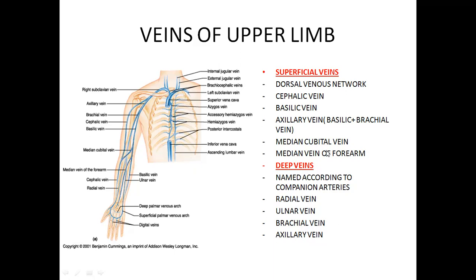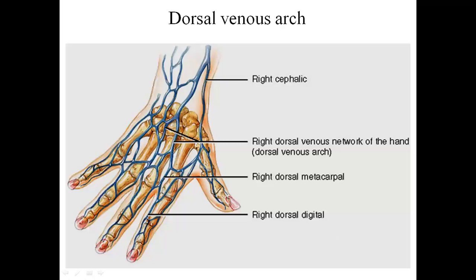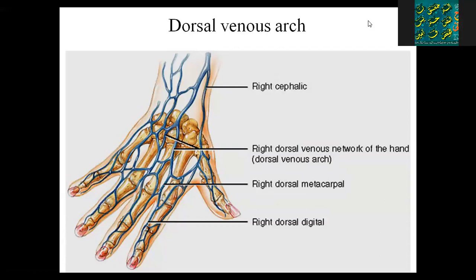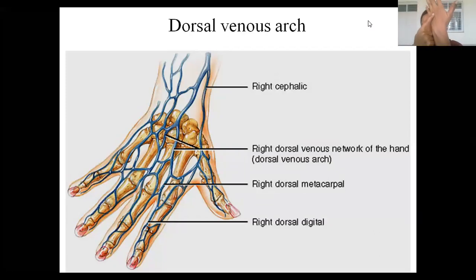Finally, the whole blood from these superficial veins and deep veins will be draining into the subclavian and then into the brachiocephalic veins. So I have just shown you in my hand the dorsum. I told you there is an arch on the dorsum of our hand. What is the name of that structure you have on the dorsum? You call it the dorsal venous arch.